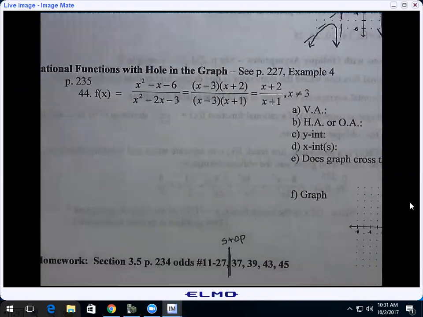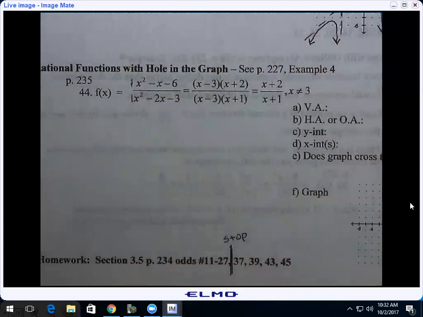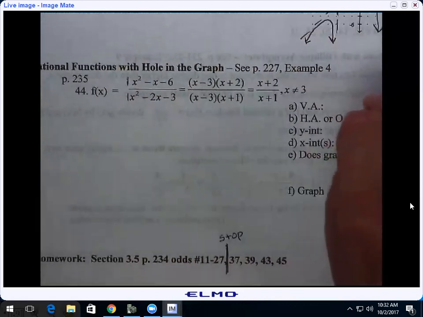I can already tell you, does it have a horizontal asymptote or an oblique asymptote? The degree of the numerator is the same as the degree of the denominator. It has a horizontal asymptote, and where is it? If the degree of the numerator is the same as the degree of the denominator, it's the ratio of the leading coefficients. These leading coefficients are both 1. So the horizontal asymptote is going to be y equals 1.